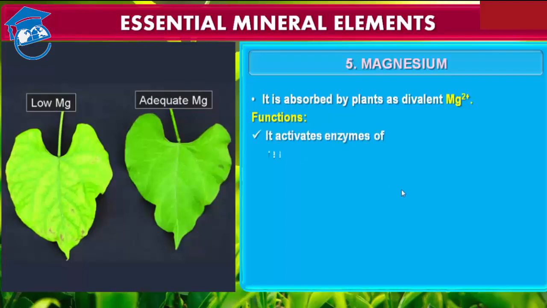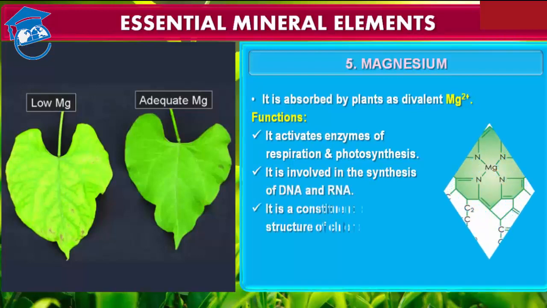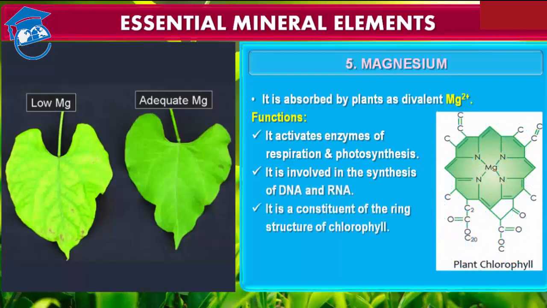What are the functions, students? It activates enzymes of respiration and photosynthesis, and is involved in the synthesis of DNA and RNA. The third function of magnesium is that it is a constituent of the ring structure of chlorophyll. As you can see, this is the plant chlorophyll, and magnesium is present in the core of the chlorophyll. And it helps to maintain the ribosome structure.